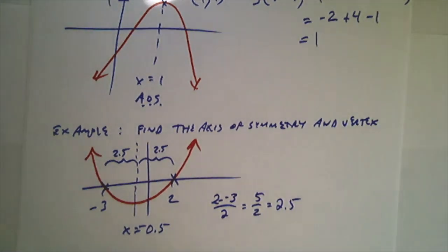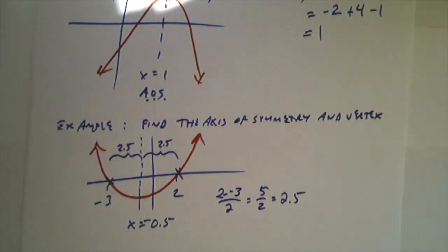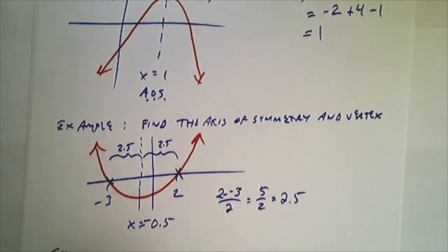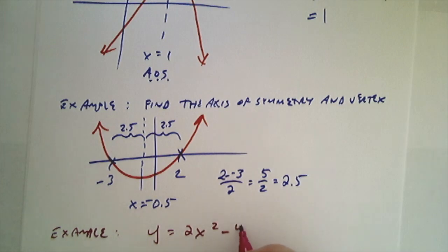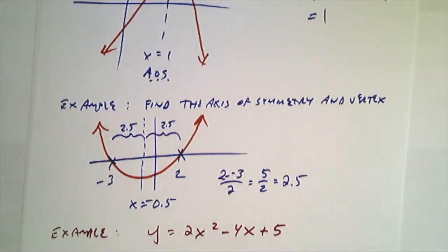But let's do another example. And this time we'll give the equation. And at this point, you should be able to find the vertex also with the equation. So let's do another example. Find the same thing for y equals 2x squared minus 4x plus 5. Pause the video. I'll give you a chance to do that.